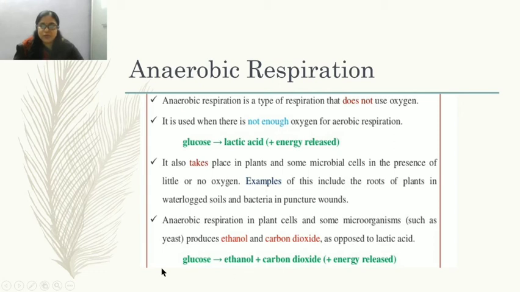Nucleic acid. So here glucose breaks down into ethanol and carbon dioxide. Energy is released. It is taking place in yeast. So understood children? This process is known as fermentation also.